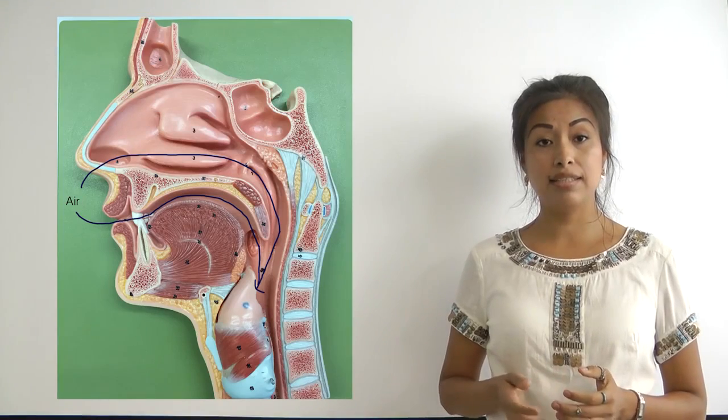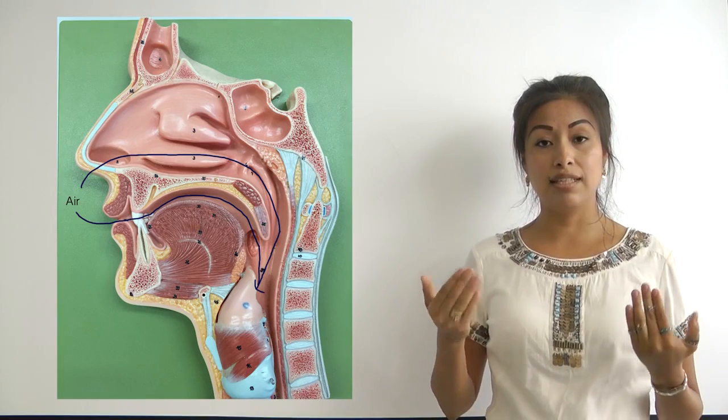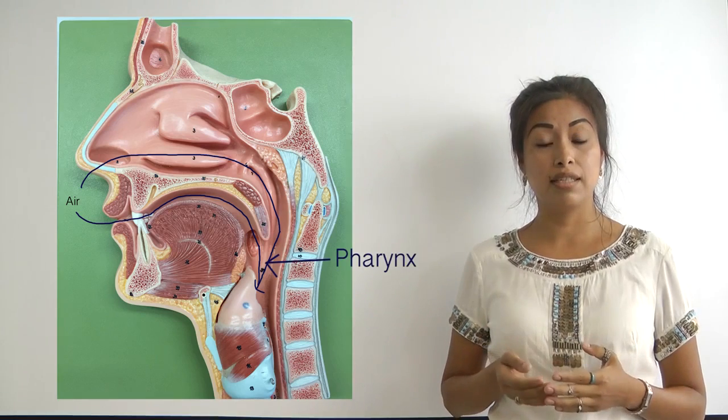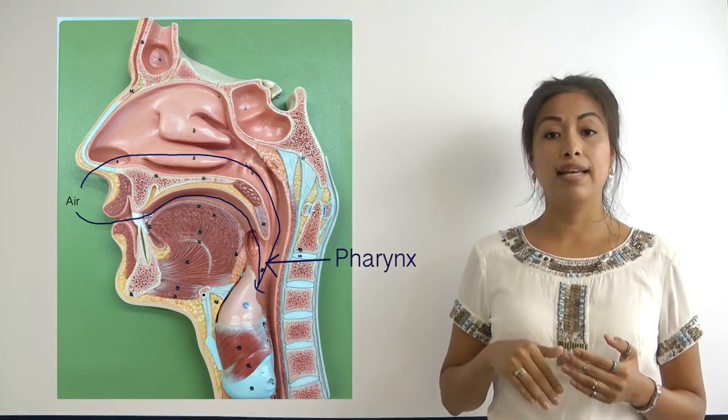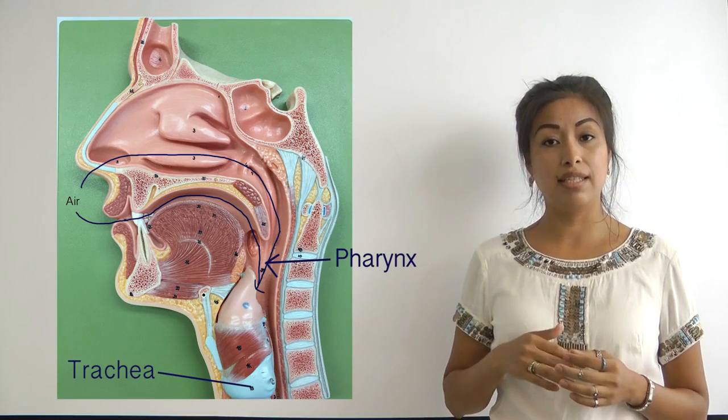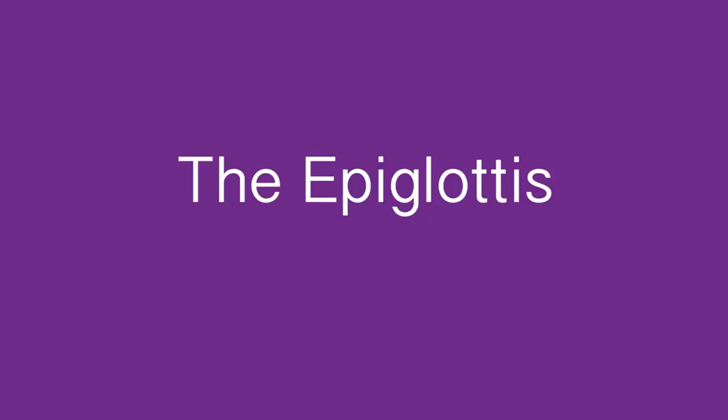The role of the respiratory system is to deliver air to the lungs so that oxygen can be taken up and waste carbon dioxide can be removed. Air enters the respiratory system through the nose and mouth, travels backwards through this connective tube, the pharynx, before making its way into the trachea. This tube behind the trachea is the esophagus.